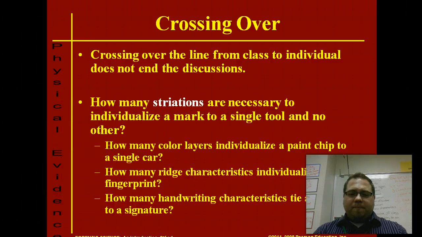And so this is where it gets a little fuzzy, where individual and class evidence kind of meld. Because how many striations are necessary to individualize a mark to a single tool and no other? Well, there's no answer for that. How many color layers individualize a paint chip to a car? There's not anything for that. How many ridge characteristics individualize a fingerprint? There's nothing that actually says, well, 11, and then for sure, that's the case.